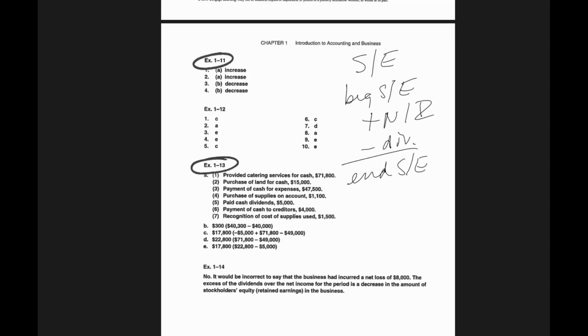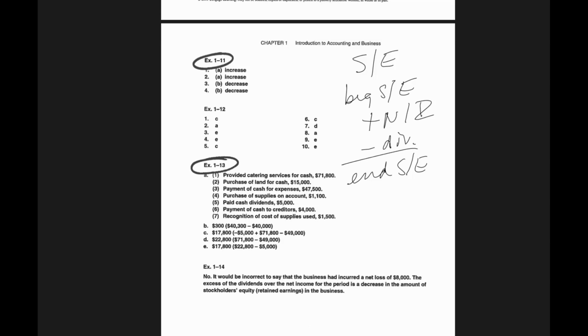Number 2, there's a reduction of cash of 15 and land went up by 15. So in this case, what did we do? We used cash to purchase land. Number 3, there's a reduction in cash again of $47,500 and expenses of $47,500. So we used cash to pay expenses, $47,500. Number 4, supplies went up by $1,100 and accounts payable went up by $1,100. So in this case, we purchased supplies on account. We haven't used our cash to pay for them yet.